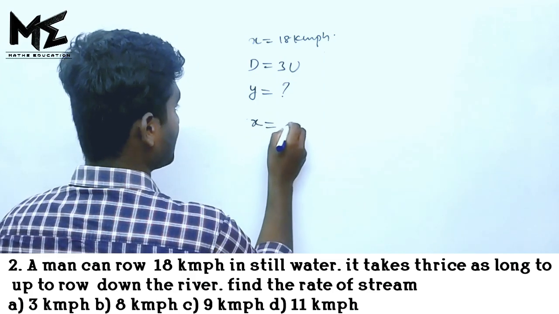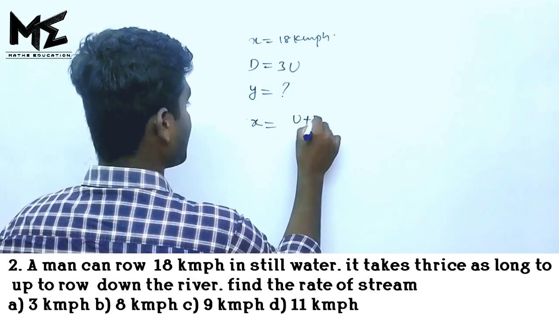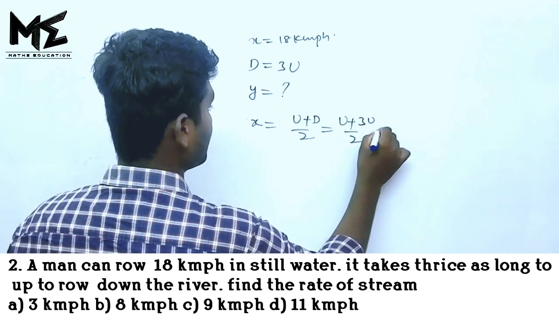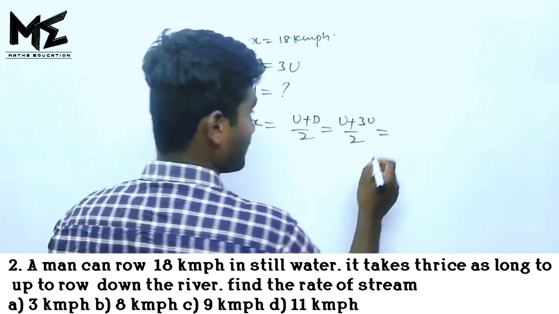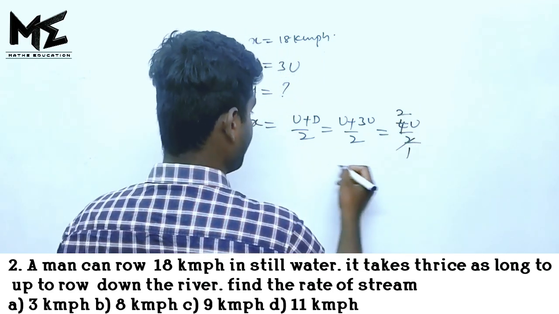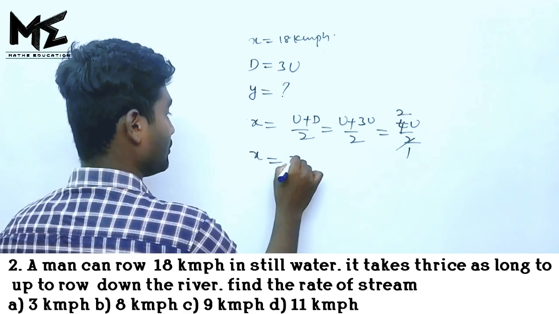Directly I am writing x equals u plus d by 2. U plus d value is 3u by 2. U plus 3u is 4u by 2. 2 ones are 2, 2 twos are 4. So x equals 2u.